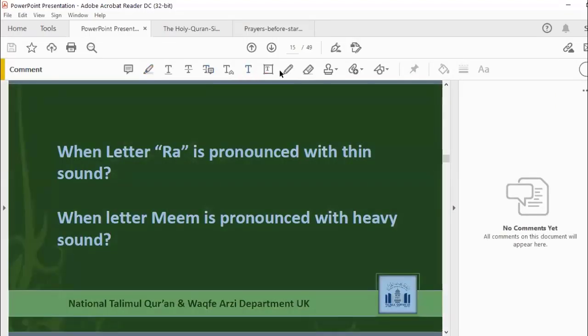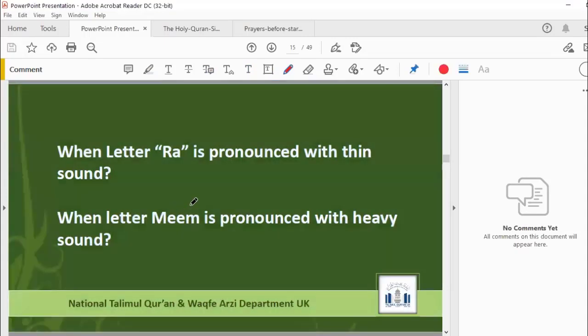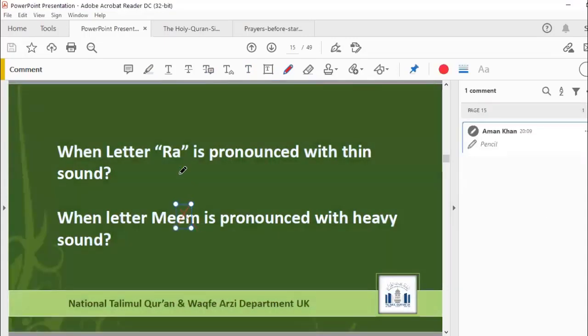It's basically a lam. Yes. Okay, I know the majestic lam. It's thick if it's preceded by fatha or dhamma, and thin with the kasra. Okay. Brilliant. Thank you very much.